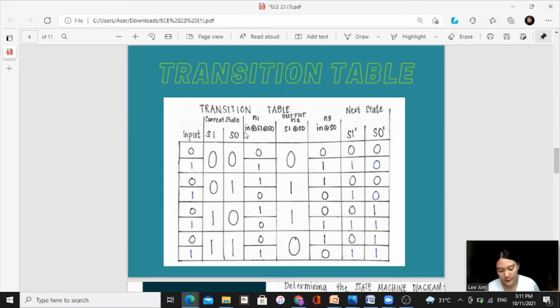So how do we obtain the values in this transition table? First we're given two states, and these two states can either have values of 0 or 1. We will provide inputs of alternating 0s and 1s, and on the output side we have N1, N2, and N3. And lastly, the next state is obtained by the process of the shift register.